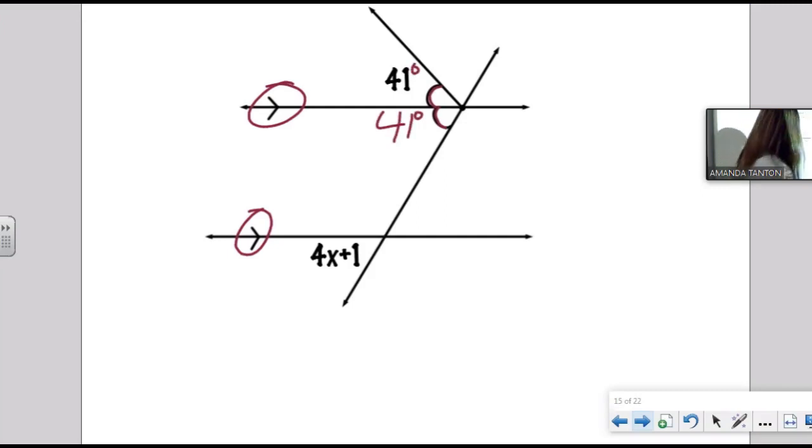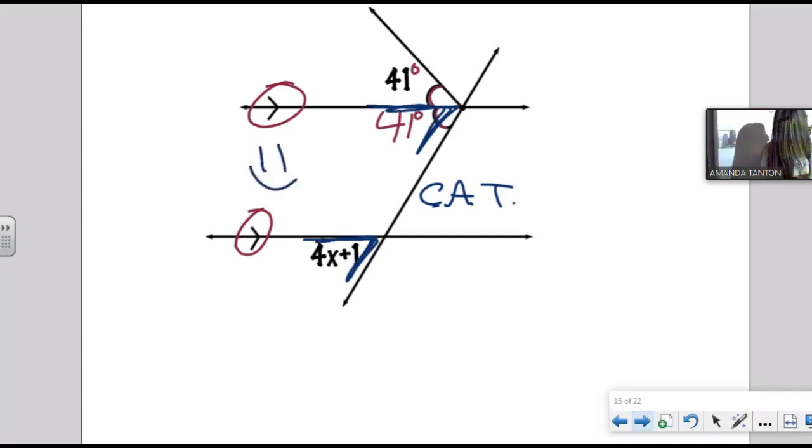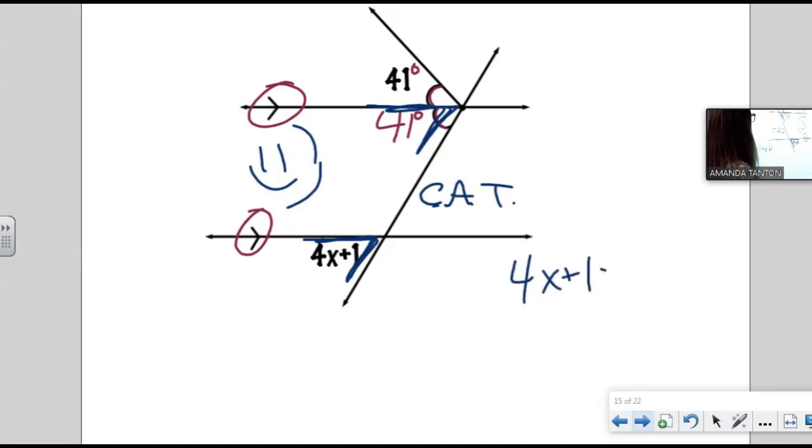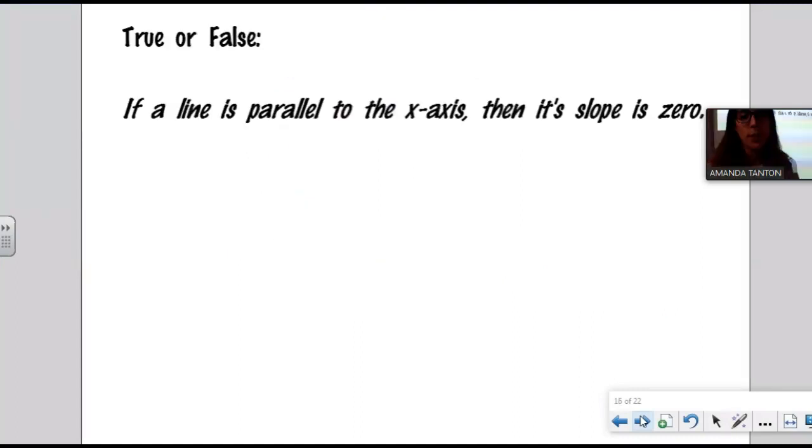So we can use our good old corresponding angle theorem, CAT. So this angle right here, that's 41 degrees, and this angle right here are corresponding angles. Since we have parallel lines, we are allowed to set them equal. So 4x plus 1 equals 41. x is 10.